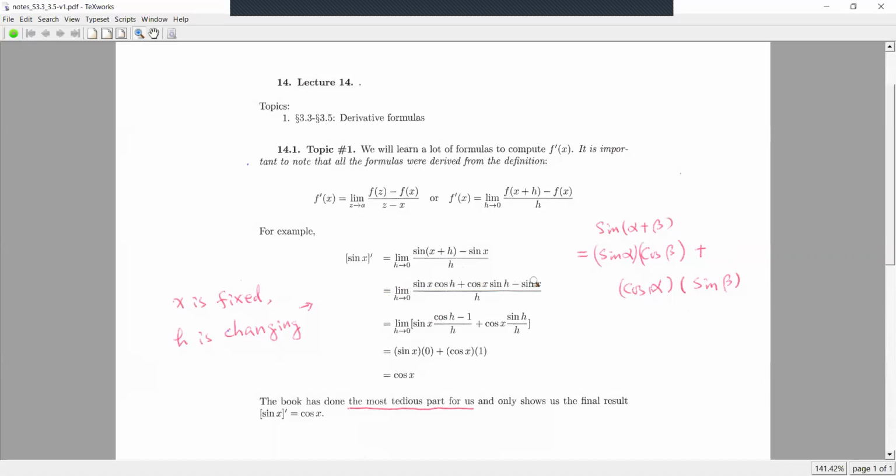In the numerator, I combine the first term and the third term, and taking out sine of x, then I get this term. The middle term over h is this term. In this limit, x is fixed, h is changing, h is approaching 0.